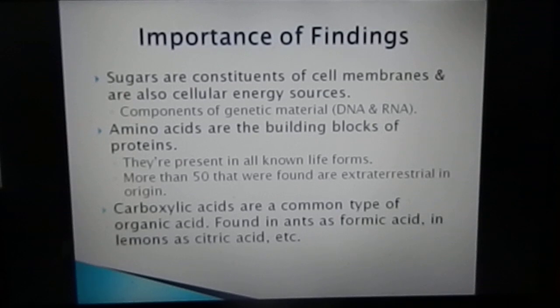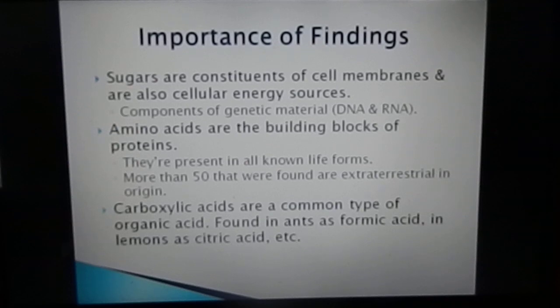Now, amino acids, those are the building blocks of proteins. They're present in all known life forms, and more than 50 that were found on this meteorite are extraterrestrial in origin. So that basically shows that there are amino acids out there found in other places than Earth, and if they're a building block for life, then it's possible that somewhere else other than Earth has life.